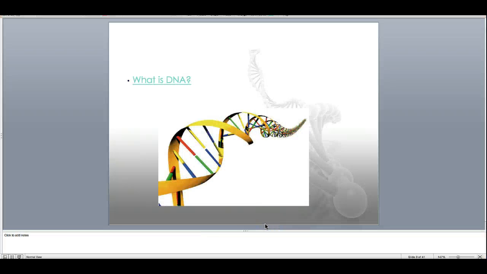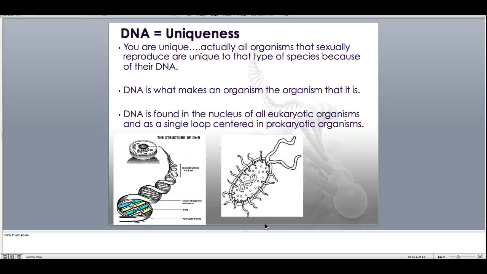So that went a little bit more into detail than what we're going to talk about during this unit, but I kind of wanted to get you the overall picture of what DNA is and why it's really so important. It's not just the stuff that's located in the nucleus in all of your cells, it is the instructions for everything that happens in your body. So, DNA is really uniqueness.